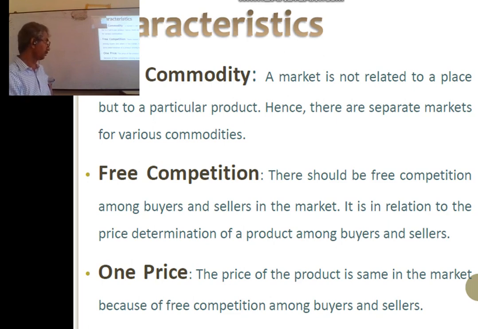Free competition, another very important point: there should be free competition among the buyers and sellers in the market. It is in relation to the price determination of a product among buyers and sellers. So it's very important that buyers and sellers have free competition. One price: the price of the product is the same in the market because of free competition among the buyers and sellers. So the price which prevails in that market must be this one price.